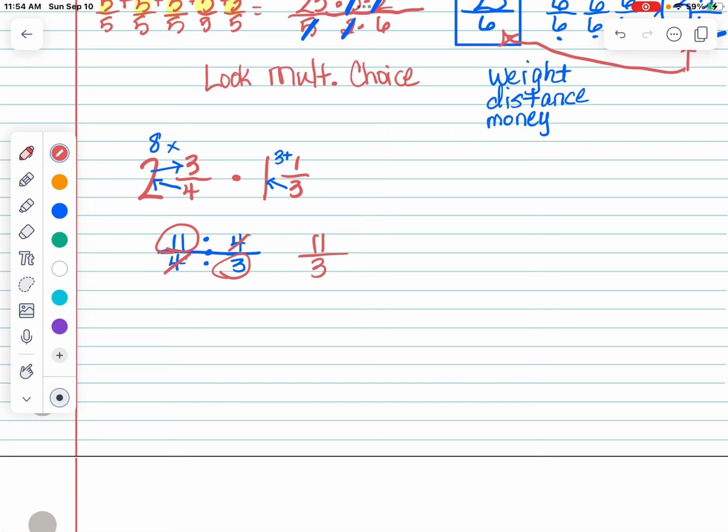But the first thing I'm going to do is look and see what form my answer's in. If I'm just using it in an equation, I'm going to keep it. If it's a final answer and I'm measuring something like weight, distance, or money, remember we had those up here? Weight, distance, or money. Then I'm going to convert it.